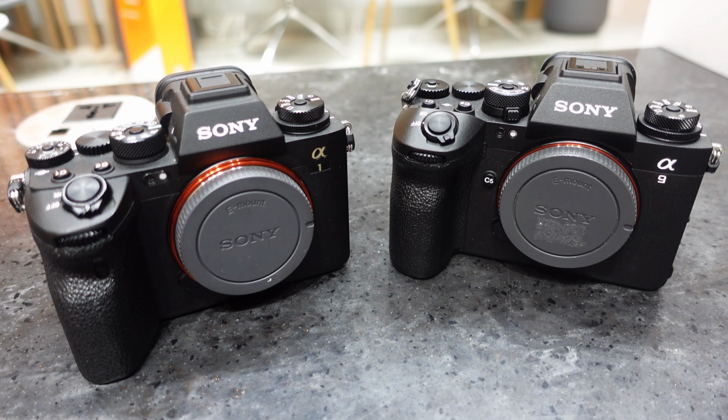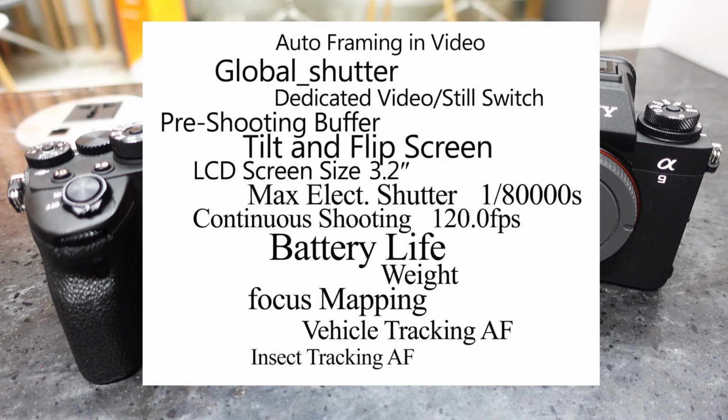So why should you choose the Sony A9 Mark III over the Sony Alpha A1? First, you have auto framing in video. Yes, you already have a global shutter. It is a very fast shutter with faster sensor readout.